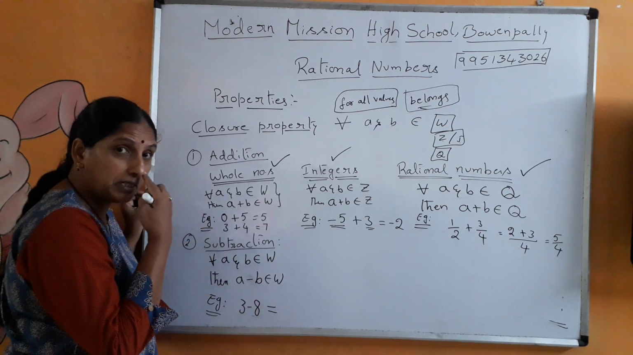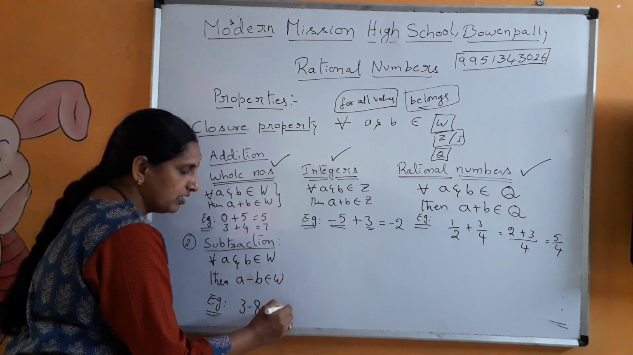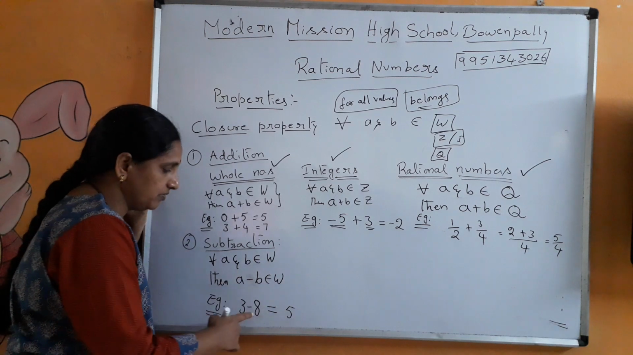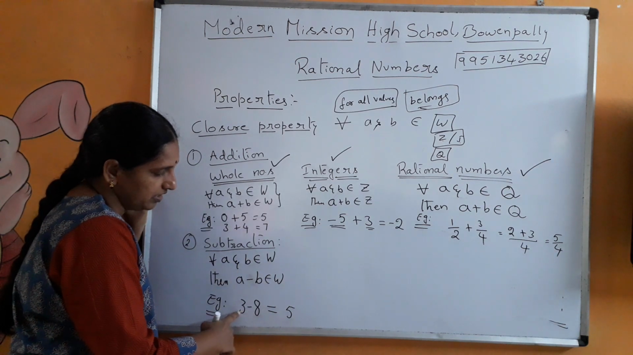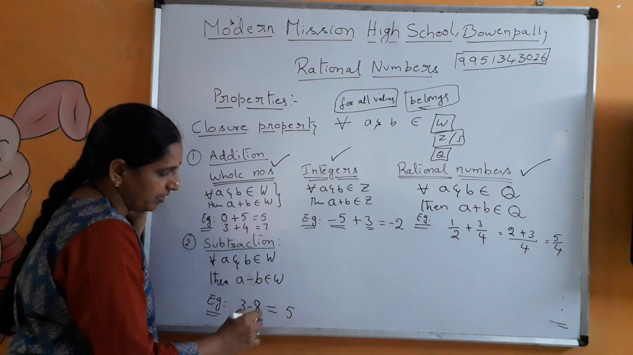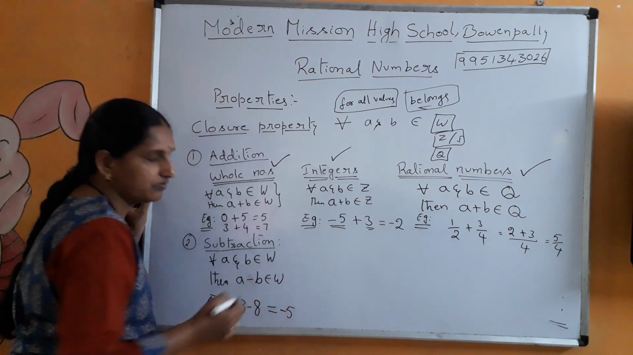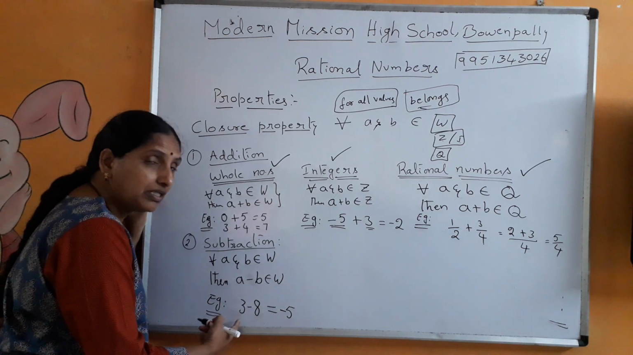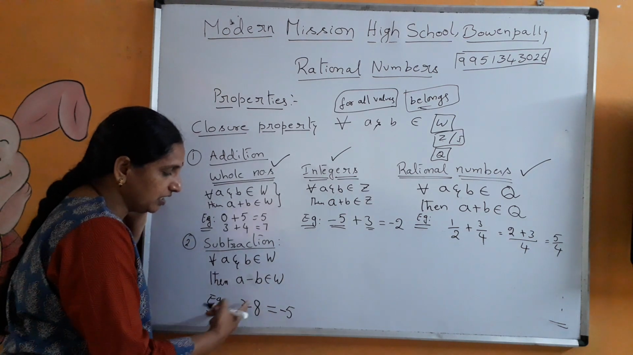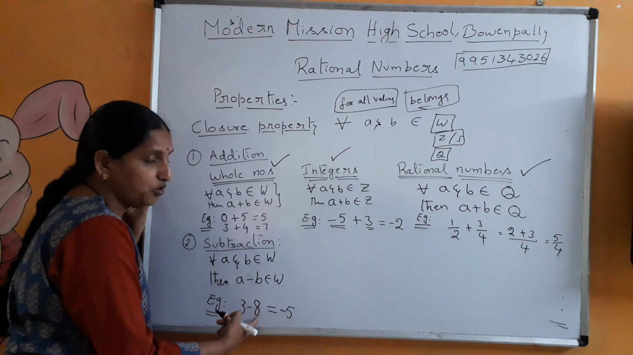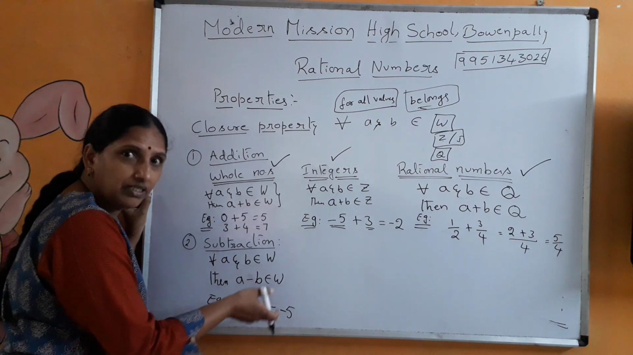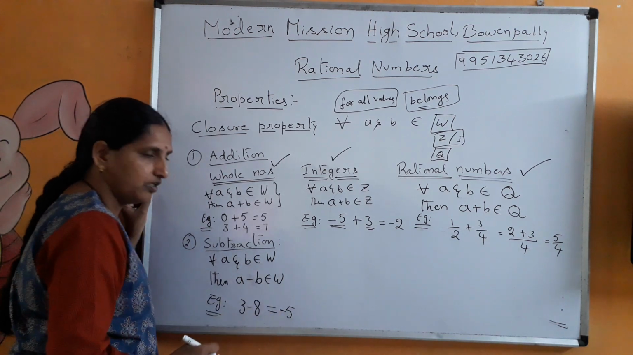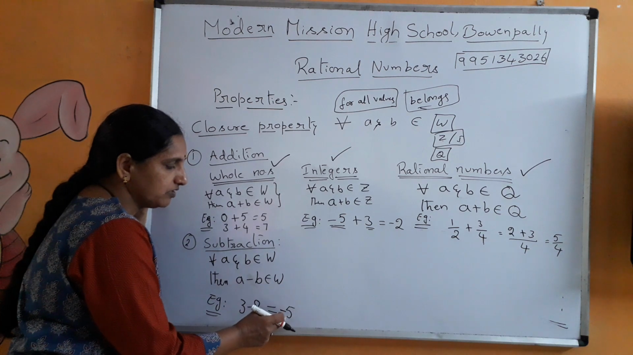So what is the result of subtraction? 5. Which sign do you have to take? The sign of the larger number. Here what do you have? 3 minus 8, so in front of this it is minus. 3 minus 8 is minus 5. If it is 8 minus 3, it is plus 5. 3 minus 8 is ultimately addition only, with minus 8. So therefore you got 3 minus 8 is equal to minus 5.